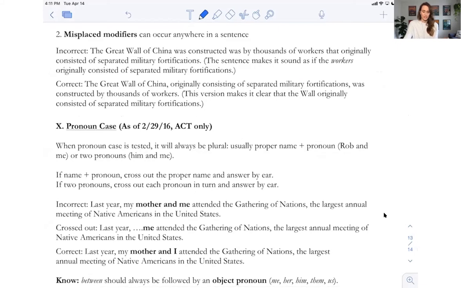Misplaced modifiers can also occur in other parts of the sentence. So here, the Great Wall of China, I'm reading right here. The Great Wall of China was constructed by thousands of workers that originally consisted of separated military fortifications. It wasn't the workers, right, that had military fortifications, it was the actual wall. So you want to make sure that that information comes right after the wall.